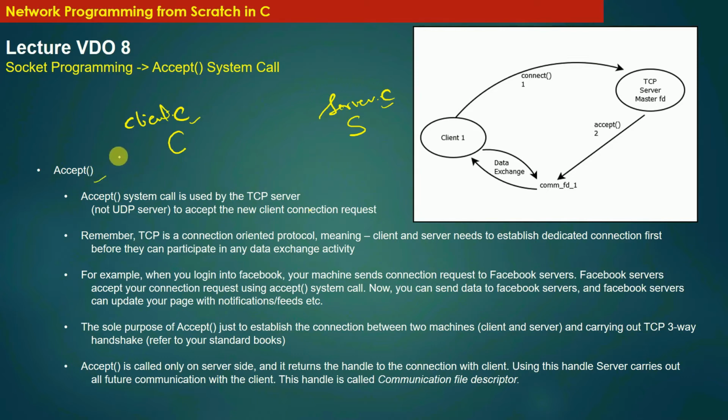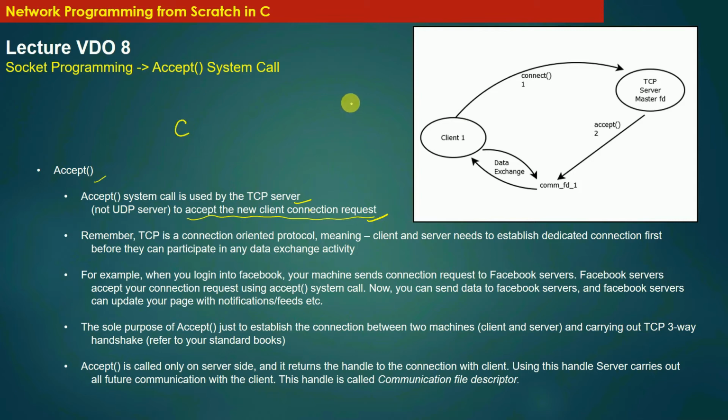Now let us discuss the accept system call. First of all, the accept system call is used by the TCP server. That is, the accept system call is used on the server side. And what is the purpose of the accept system call? The accept system call is used to accept the new client connection request by the server.